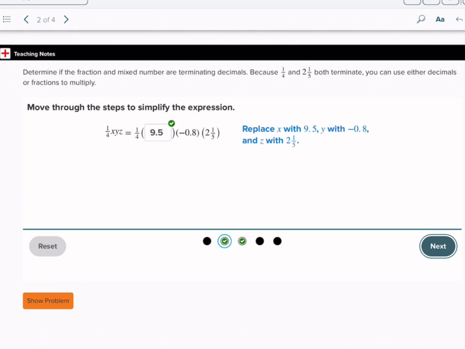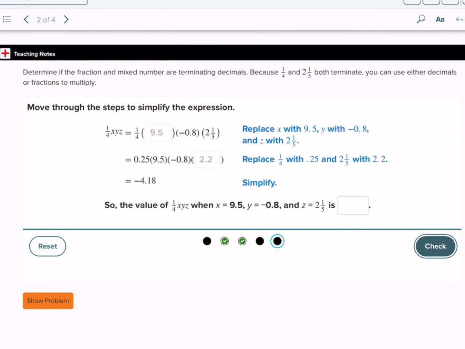All right, next step. I either need to use decimals or fractions. The book's deciding to use decimals, so I know that 1/5 of something, if I multiplied by 2 on my fraction, I would get 2/10. So I'm going to replace that with 2.2. All right, now our final step is to put it into our calculator, multiply straight across, and we get negative 4.18.